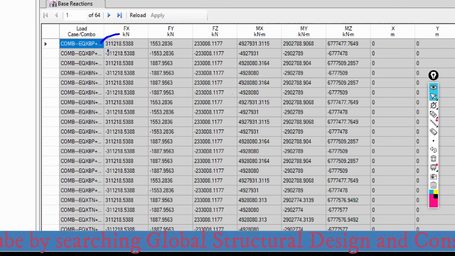That is the reaction will be 311,218 kilonewton along the positive direction. This reaction is R reaction X positive. And when we come to the EQXB bottom, that means the negative, along the negative direction, and this one is also EQXB bottom.